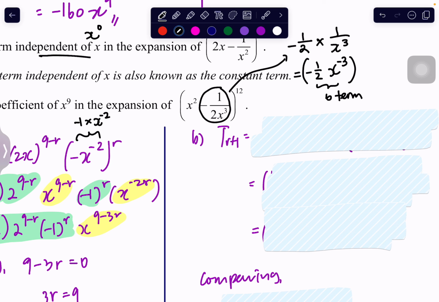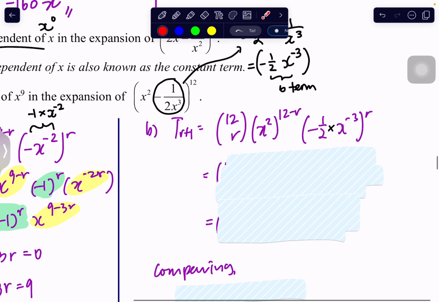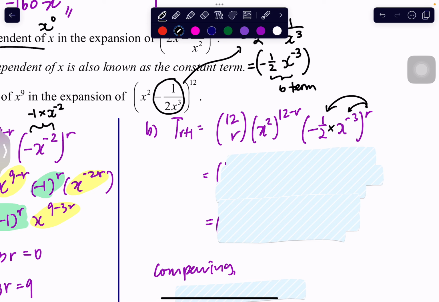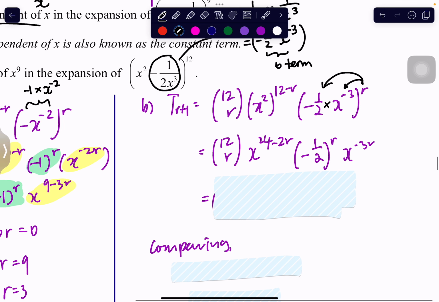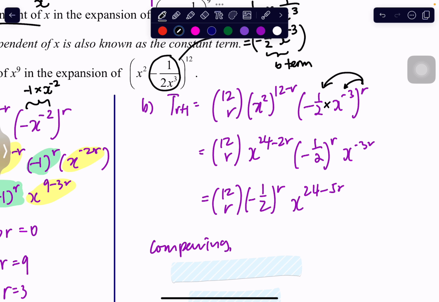My b term. So in my general term, you will see that I have written the b term as such, using the law of indices, distributing the power of r for these two terms. And finally, simplifying them using the law of indices again. These two terms should simplify to give me x to the power of 24 minus 5r. And as mentioned just now, all the other numerical terms, I will group them together as a whole in front.